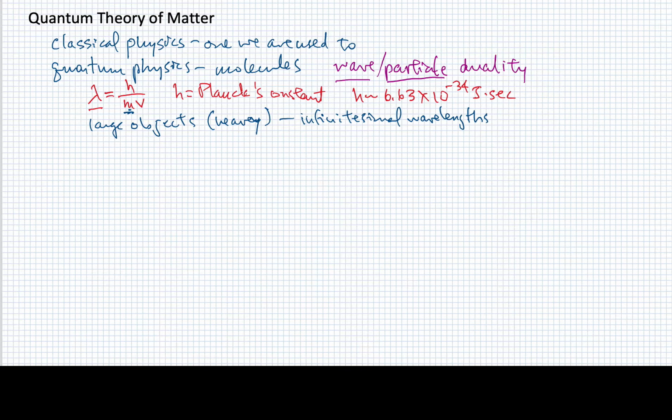But what if we have something that's small? What if we have a small, very light object? So I'll say very light. And this could be something like an electron or even a hydrogen atom. In this case, what we find is that they have very appreciable wavelengths, and in fact they have detectable wavelengths. So we now need to take account of the fact that they are waves.